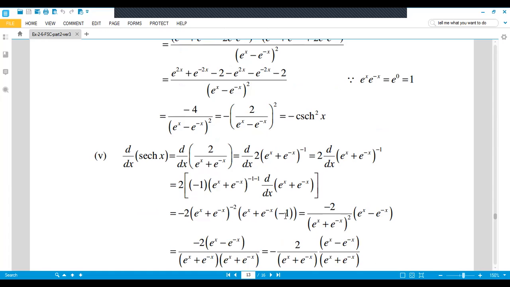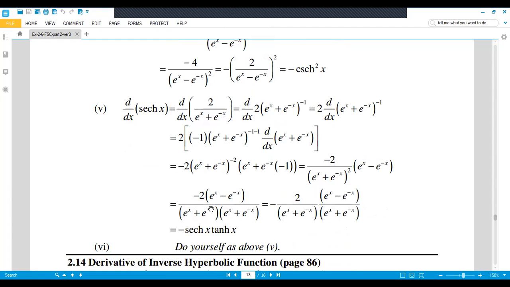So this minus 2 divided by this one value, because this is negative power, so it will shift to the denominator, so it becomes positive, and here minus 1 multiply with plus, so you get e power x minus e power minus x. Now you get this value; if you split it into two parts, so minus 2 divided by e power x plus e power minus x, and e power x minus e power minus x divided by e power x plus e power minus x. So this represents secant hyperbolic x value, and this represents tangent hyperbolic x value.